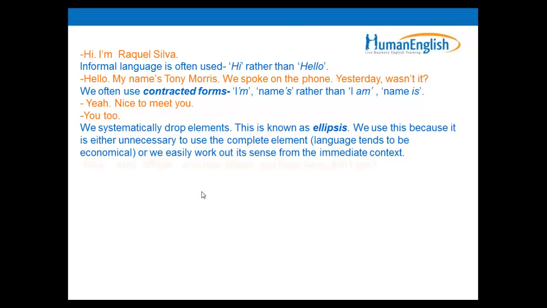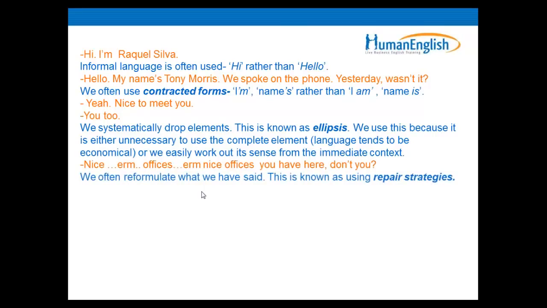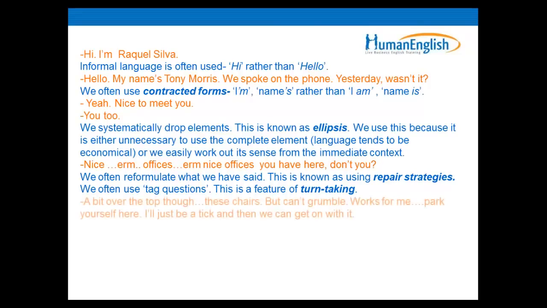We often reformulate what we have said. Nice offices you have here, don't you? Okay, this is known as a repair strategy. We use tag questions at the end. A tag question is, don't you? We often use that at the end of a sentence when we talk informally. And it's also a feature of turn taking, because now it will be the next person's turn to speak.